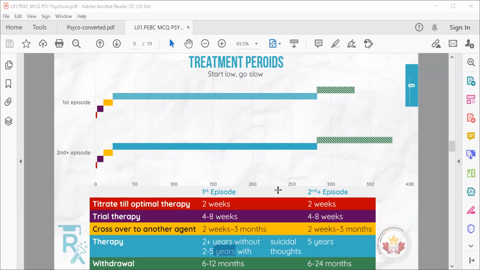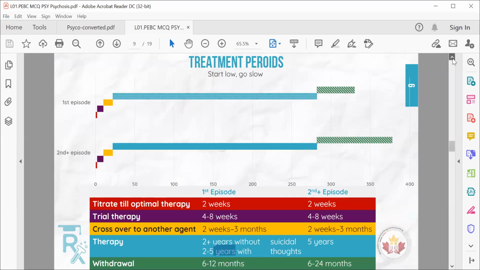Okay, if the patient has achieved improvement after the second episode, and I need to stop the antipsychotic medication for him, how can I gradually withdraw the medication? It takes up to 2 years, 2 years in addition to the 5 years of treatment to stop the medication. And if I make it faster than that, the patient will relapse again. Okay.